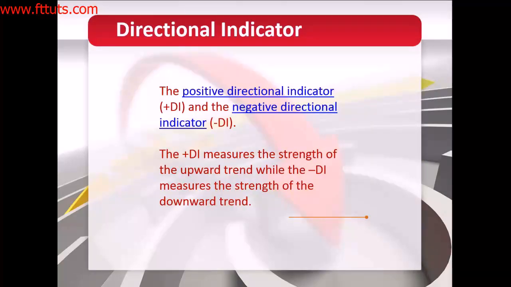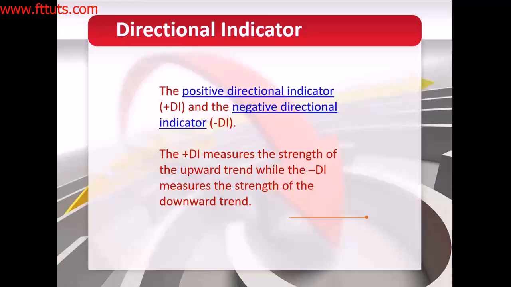I really want to briefly describe for you what it is and how it works and how we can use it, rather than to get into a lengthy calculation or formula. And most platforms will do that automatically for you anyway. The directional indicator has really two components to it. There is a positive directional indicator and a negative directional indicator.